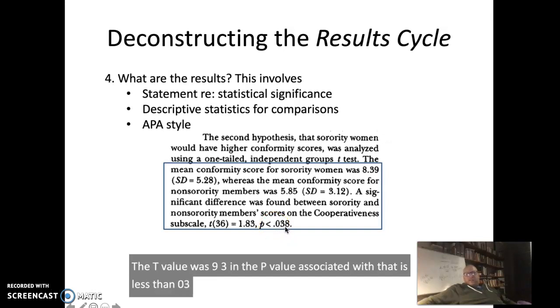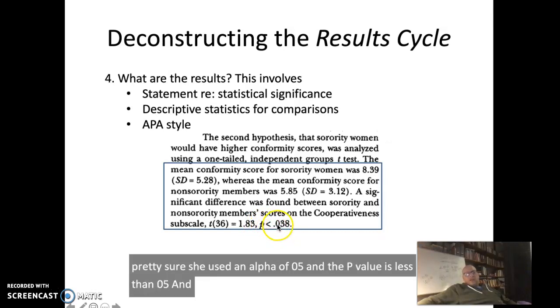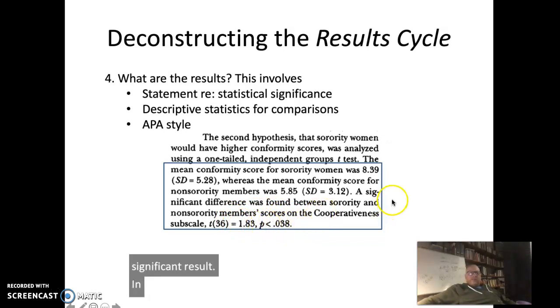Now, she didn't have to tell me this, but I'm pretty sure she used an alpha of 0.05, and the p-value is less than 0.05. And so I know that that makes this a statistically significant result. That p-value is less than alpha, so it's statistically significant.